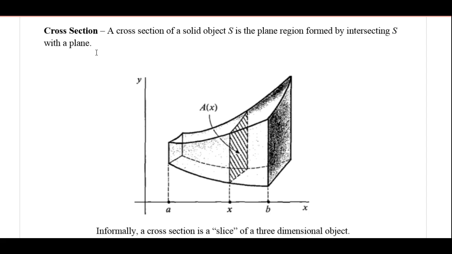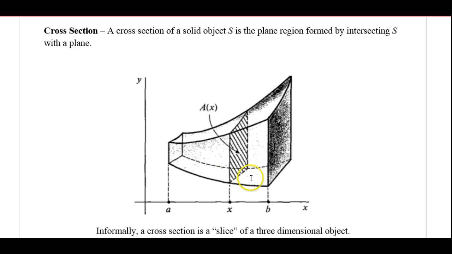And in previous classes, you've looked at some pretty standard three-dimensional objects that have nice volume formulas, such as a sphere or a cone or rectangular prisms. But our focus is going to be on sort of weirder three-dimensional objects. And to find those volumes, we're first going to need to identify this cross-section notion.